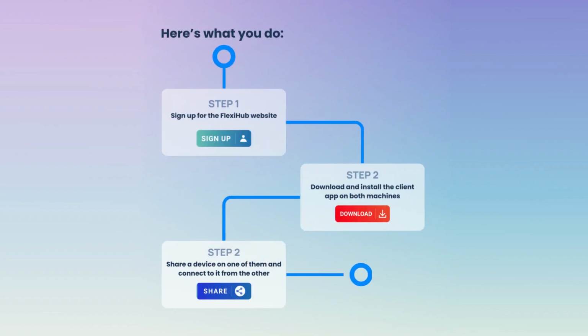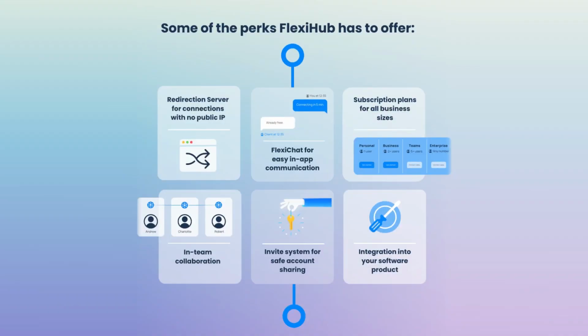Here's what you do. Sign up for the FlexiHub website. Install the client app on both machines. Share a device on one of them and connect to it from the other. That's all.